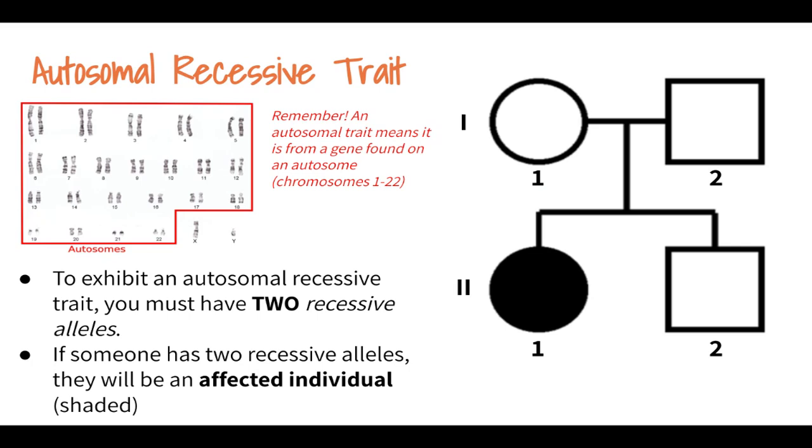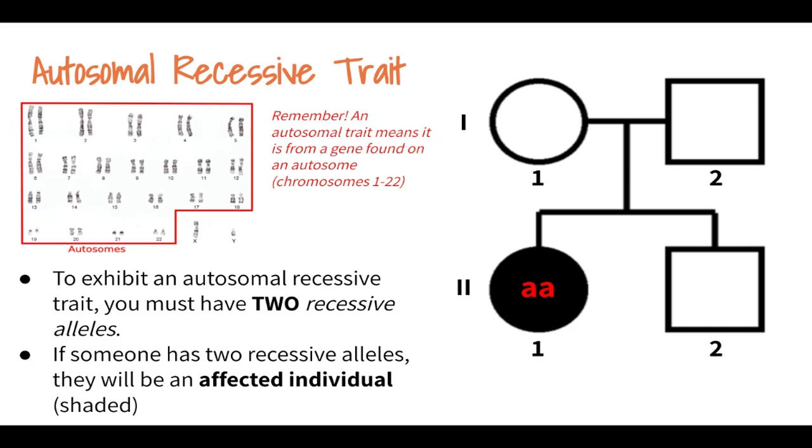Please understand, with autosomal traits, we don't have to focus on the individual's biological sex to determine their trait. In this case, our circles are females and our squares are males, but that's not going to impact how we determine who's affected. Since it's an autosomal recessive trait we're tracking, those who are shaded have to be homozygous recessive. So generation 2, individual 1, is our only person we would mark with 2 recessive alleles. We're going to use A's in this case, so they would have 2 lowercase a's.